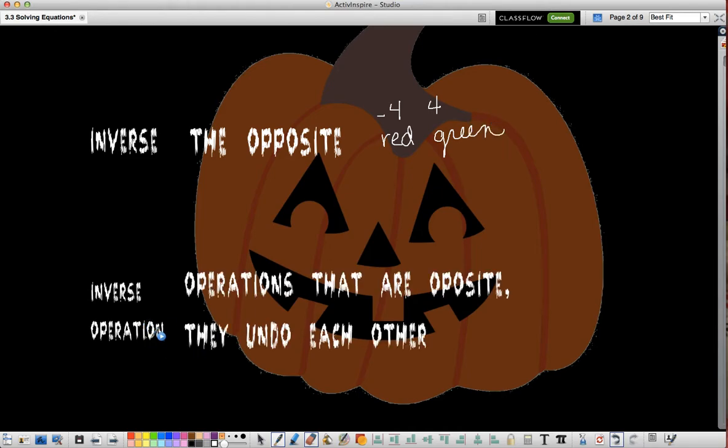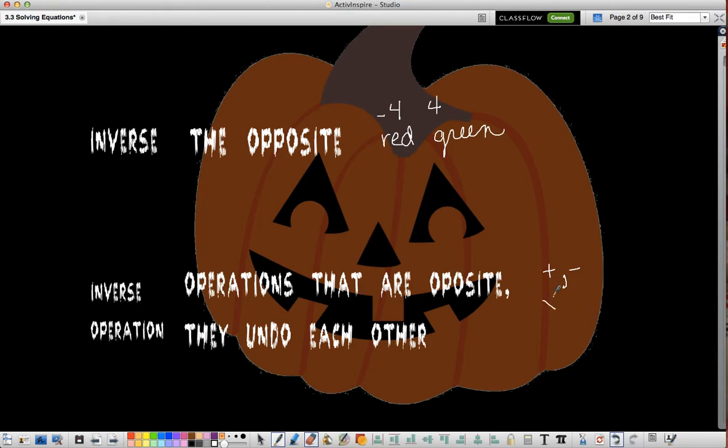So then the inverse operation is operations that are opposite and that undo each other. So if you have addition, the inverse operation of addition is subtraction. So if you add 3 pieces of candy to your trick-or-treat bag, then to undo that, you would have to take away 3 pieces of candy from the trick-or-treat bag. Okay, so subtracting undoes any addition that you do, just like addition undoes any subtraction that you do.